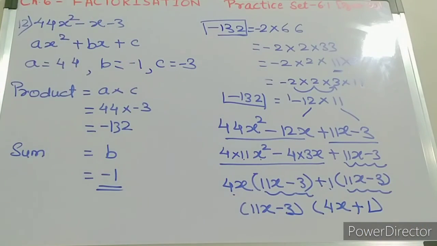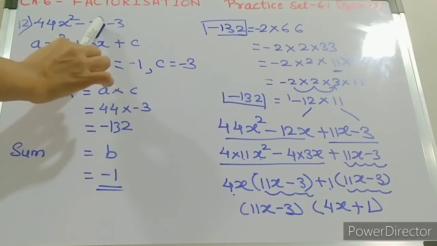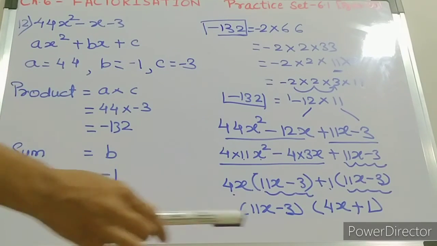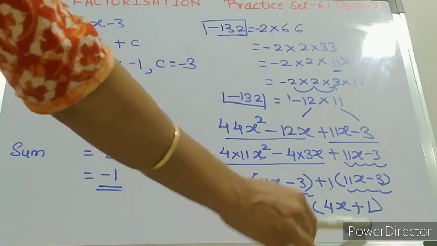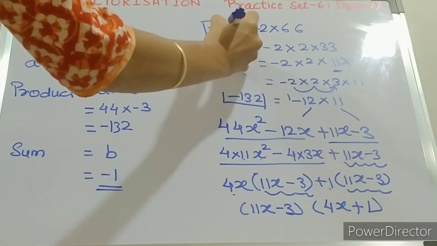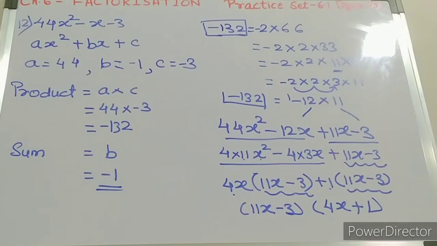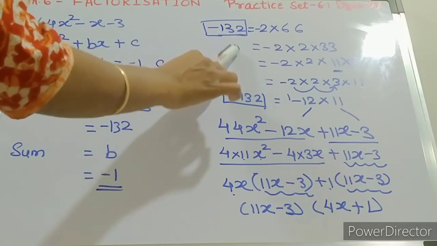So for this problem, that is 44x square minus x minus 3, we have the factors 11x minus 3 and the other factor is 4x plus 1. Now in this problem, we have solved for minus 132, which is the product value. How to find the factors for this?